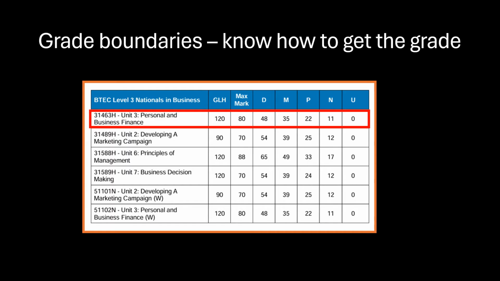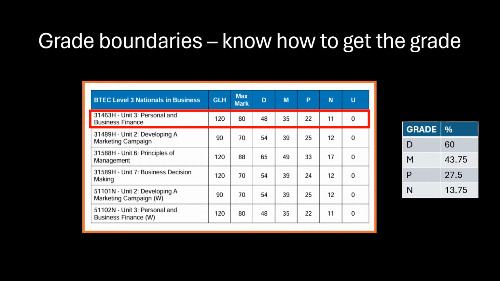But as you can see, to be able to achieve that distinction, you're not looking at the 80-90% mark, you're looking at the following percentages. To get a distinction on Unit 3, you only needed to get, on this occasion, 60%, and it doesn't really vary that much. So distinction is 60%. Merit is 43.75% to be precise, and pass is 27.5%, and a near pass is 13.75%.